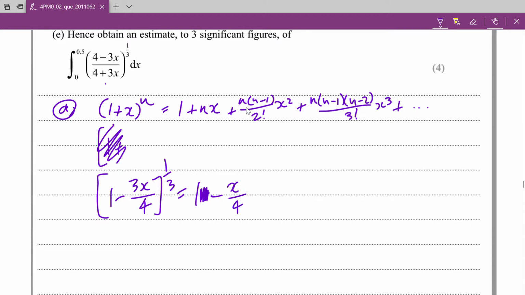And secondly, we have n times (n minus 1) over 2. So n would be 1 over 3 times (n minus 1), which would be negative 2 over 3, divided by 2 factorial. And 2 factorial will be just 2 times 1, and then you stop. So 2 factorial is just 2, divided by 2 to get that the value of this coefficient at least is going to be minus 1 over 9. And then on this side here, the x squared, you have got to multiply this minus 1 over 9 by (minus 3 over 4) squared.